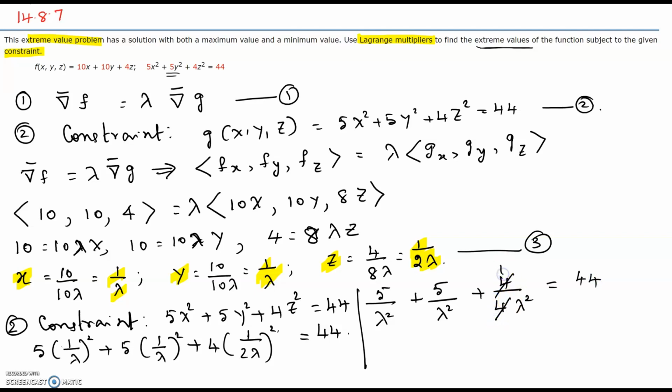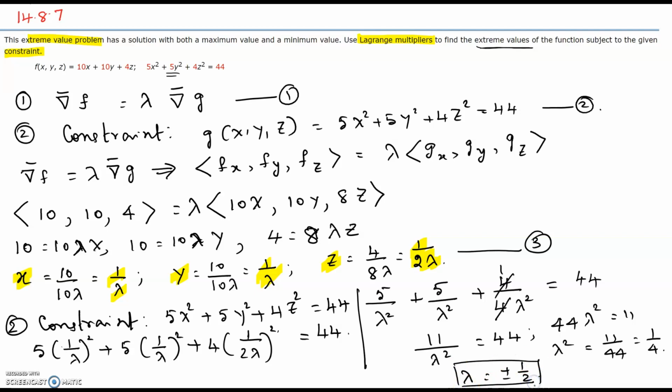So this will be 1. So it will be 5 plus 5 plus 1. So 11 over lambda square equal to 44. If you cross multiply, 44 lambda square equal to 11. So lambda square equal to 11 over 44, which is 1 over 4. So taking square root, we get lambda equal to plus or minus 1/2.